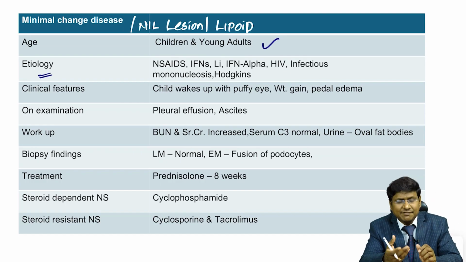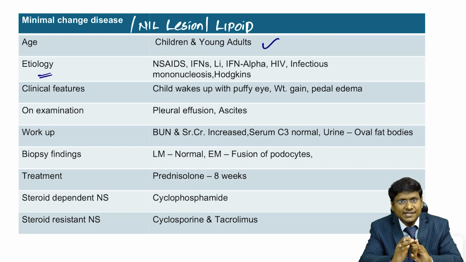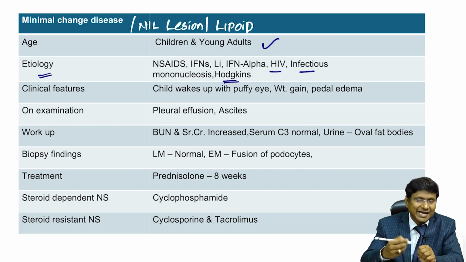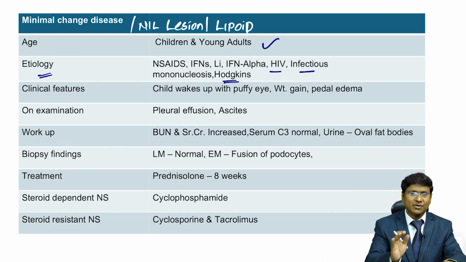The etiologies: we have certain drugs. The drugs that will cause minimal change disease include the NSAIDs, interferon, and lithium. Then we have infections that will cause minimal change disease, that includes HIV and infectious mononucleosis, and the malignancy that can cause minimal change disease will be Hodgkin disease. So these are the etiologies that will be causing minimal change disease.